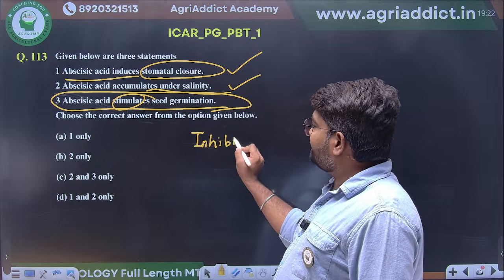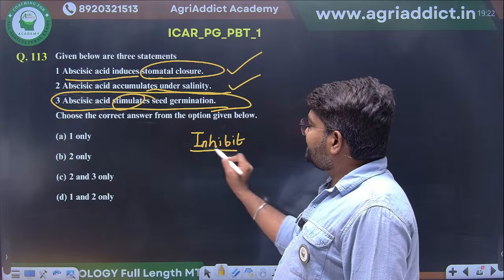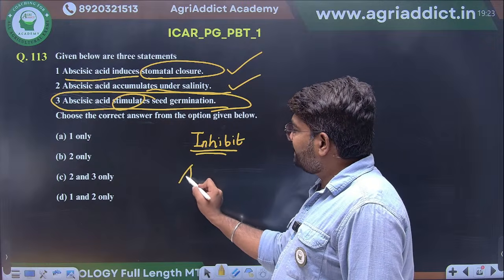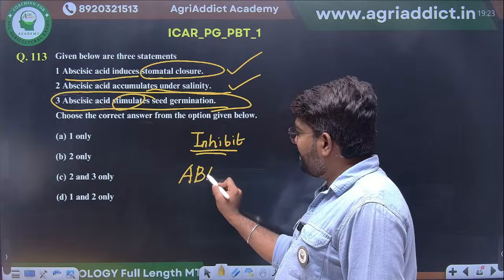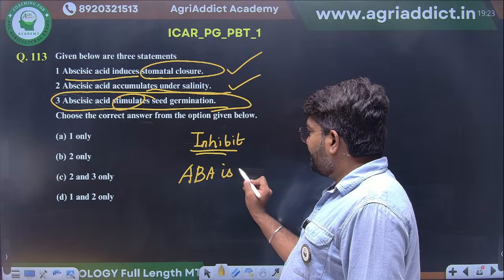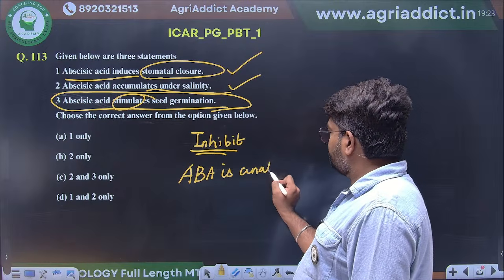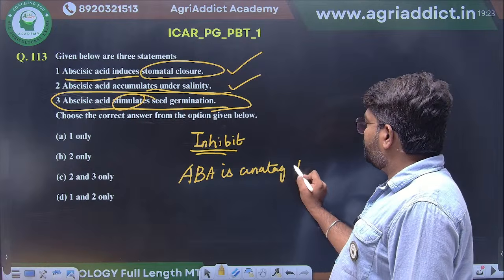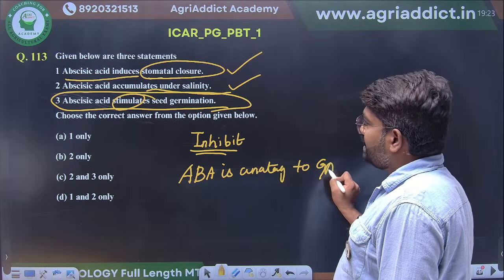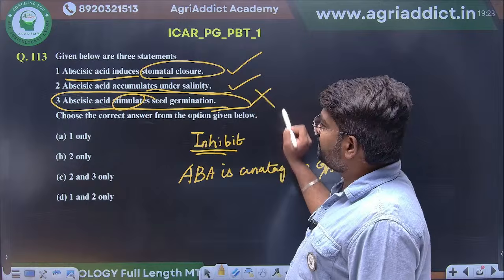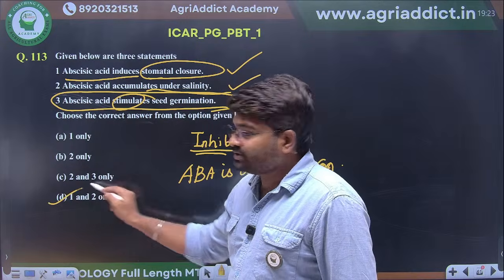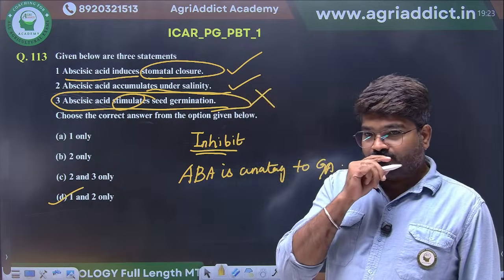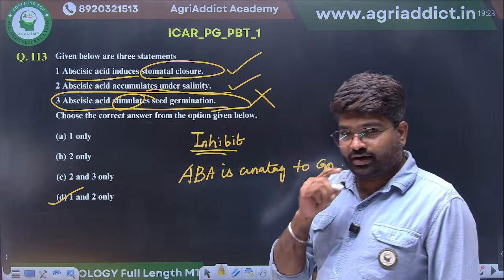That's why we are saying abscisic acid is antagonistic to gibberellic acid function. ABA is antagonistic to gibberellic acid. So this third statement is wrong. So 1 and 2 are correct. This is clear, students. 1 and 2 are correct.